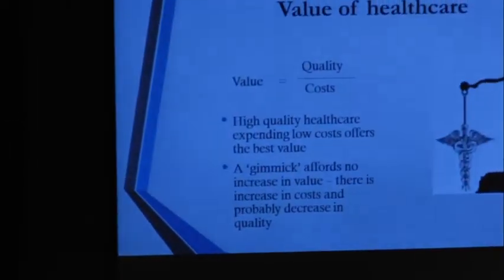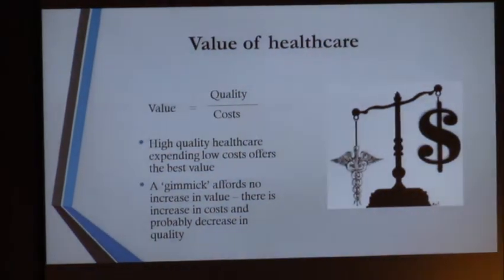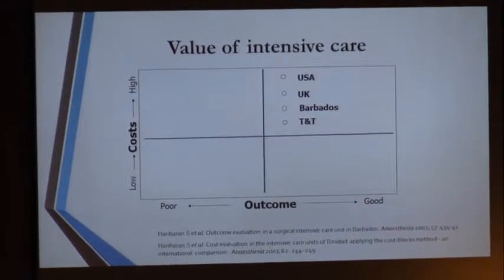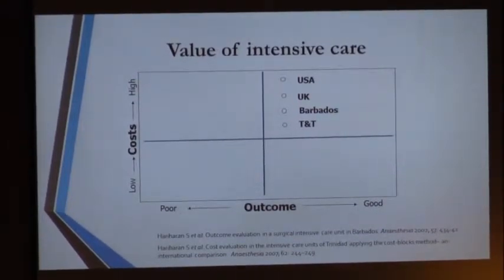So that brings us to the concept of value. Value is quality over the costs. High quality healthcare with minimal cost is what is of the best value. A gimmick is something which promises to give you good health, but it costs more and gives less benefit. This is a very familiar diagram you will have. This originated from one of our papers here, Barbados and Trinidad. See, for the same outcomes in intensive care, you can see the difference in the costs. So the costs need not necessarily translate into high quality healthcare.